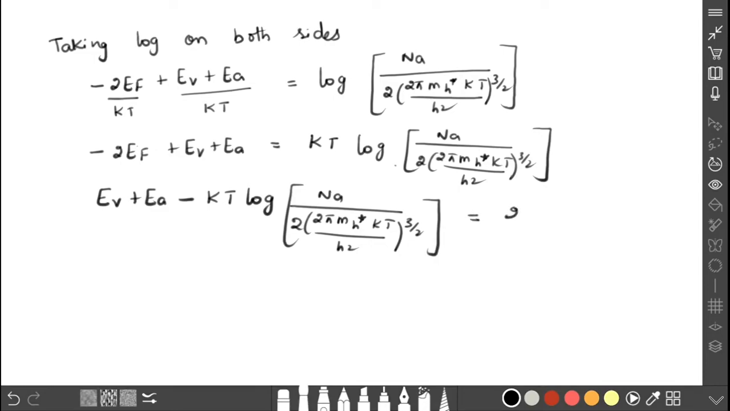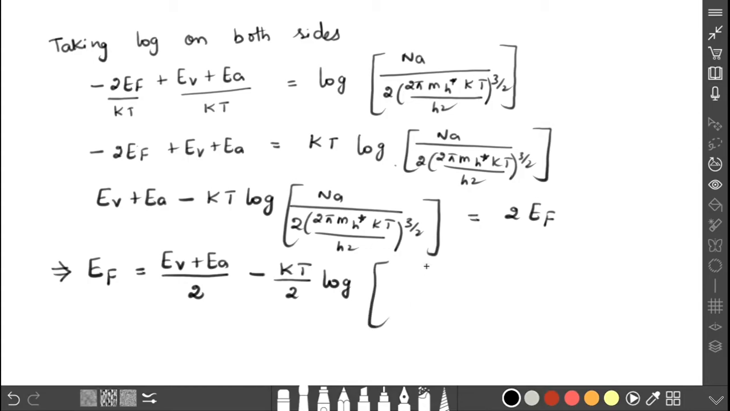I need only EF, so the 2 will come this side. Two terms are there, both terms will divide. So I am going to write like this. EF I am taking this side, which is equal to, what is the first term? EV plus EA divided by 2, right? Minus KT by 2 log of NA divided by 2 into 2 pi mH star KT divided by H square whole to the power of 3 by 2. Right? Okay, this equation you consider it as 5.